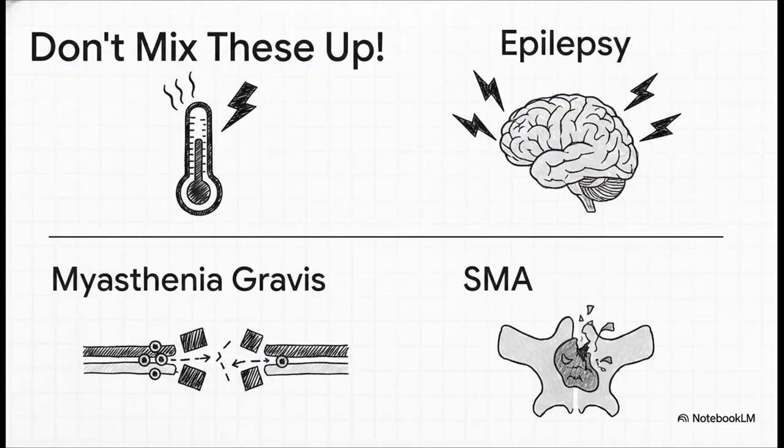And here are a few final rapid-fire clarifications. A simple febrile seizure is not epilepsy. The key difference is that epilepsy is defined by unprovoked seizures. And finally, please don't confuse myasthenia gravis with SMA. Myasthenia is all about fatigable weakness at the neuromuscular junction. The muscle gets tired with use. SMA is a constant weakness from a problem back on the anterior horn cell. Totally different locations, totally different clinical pictures.